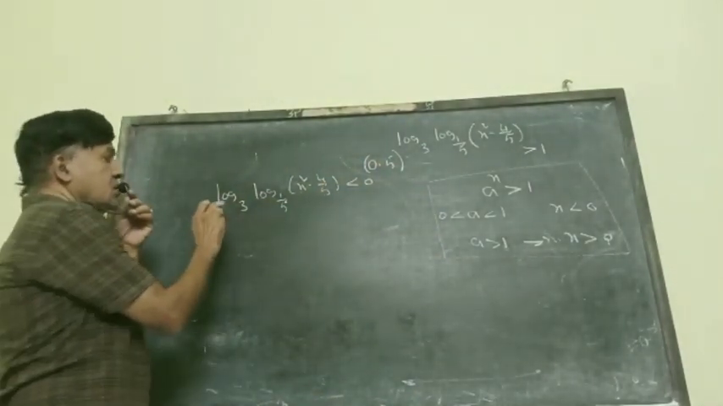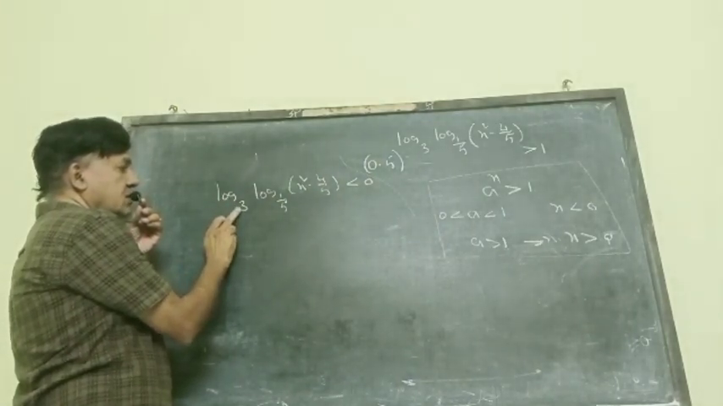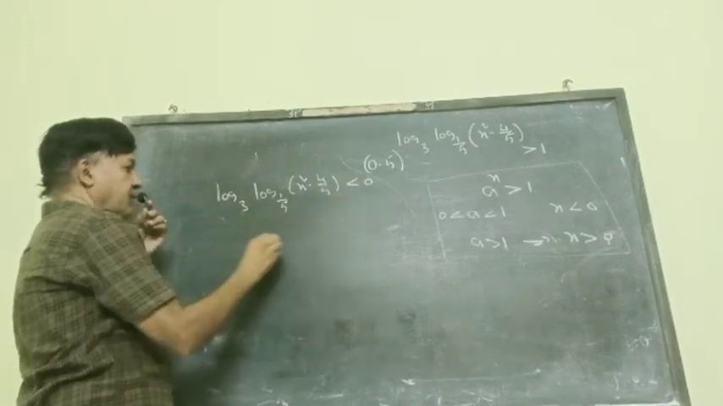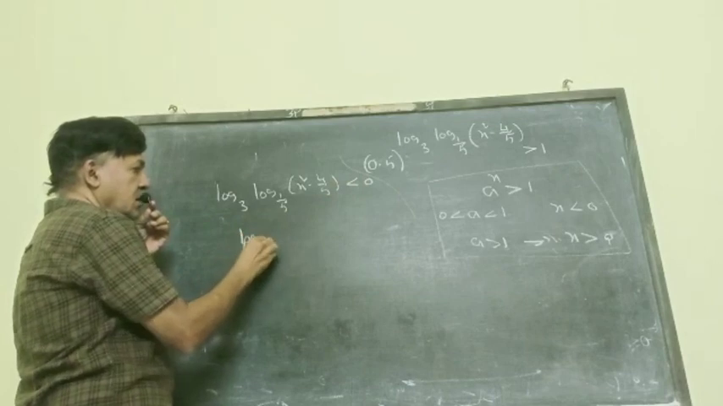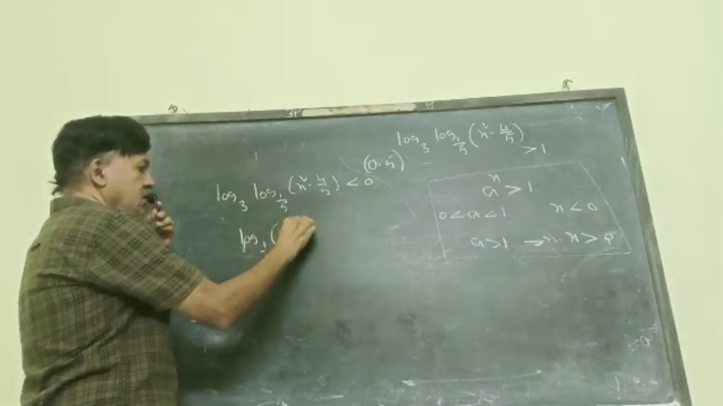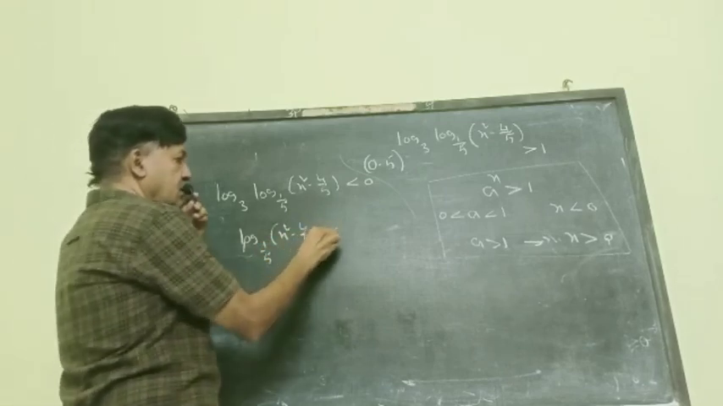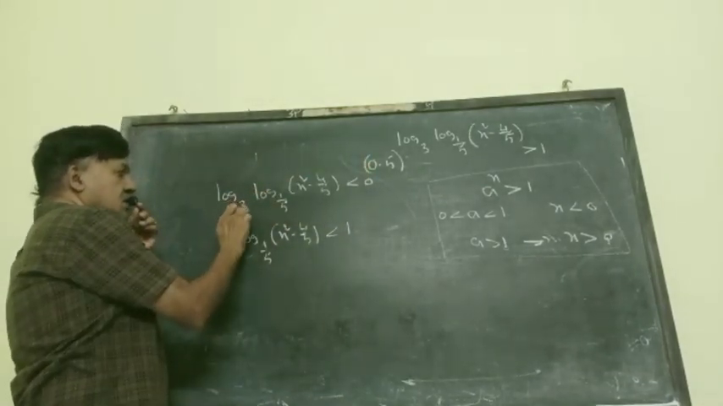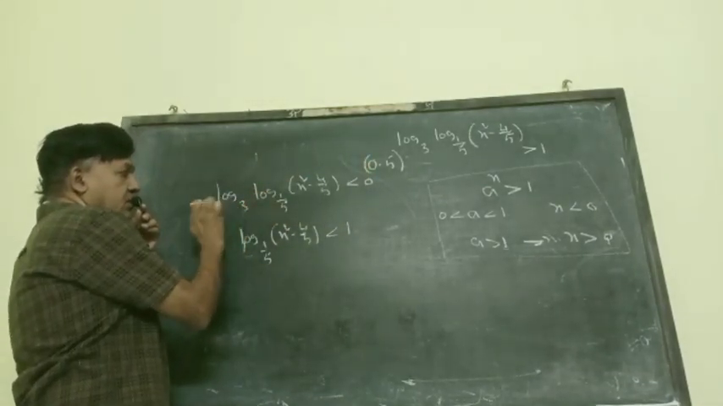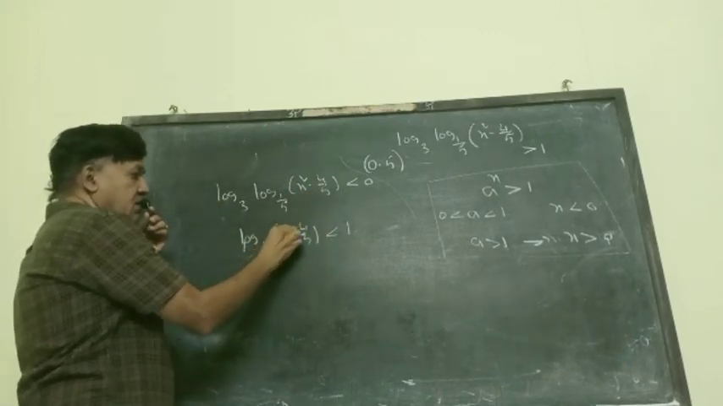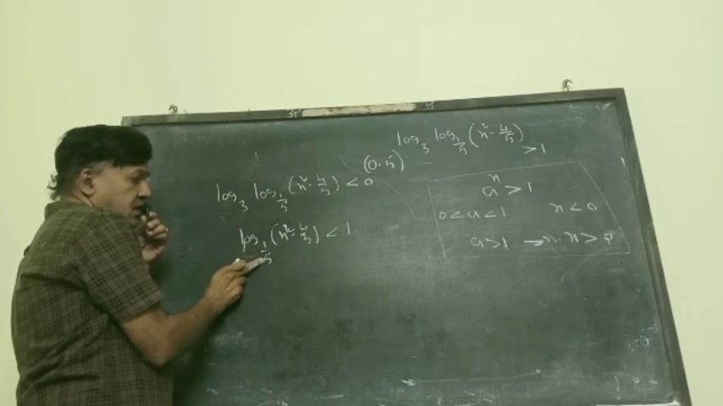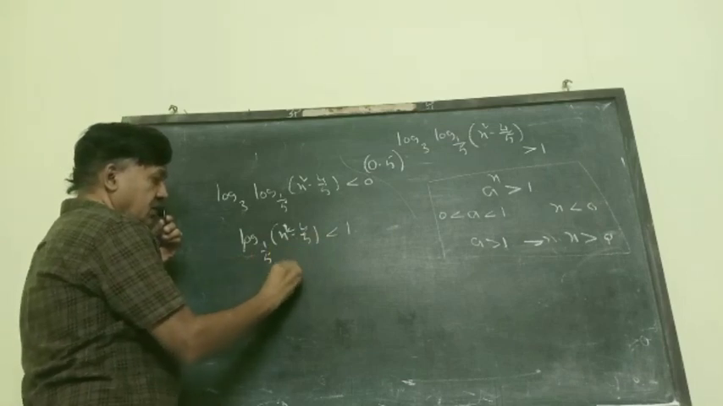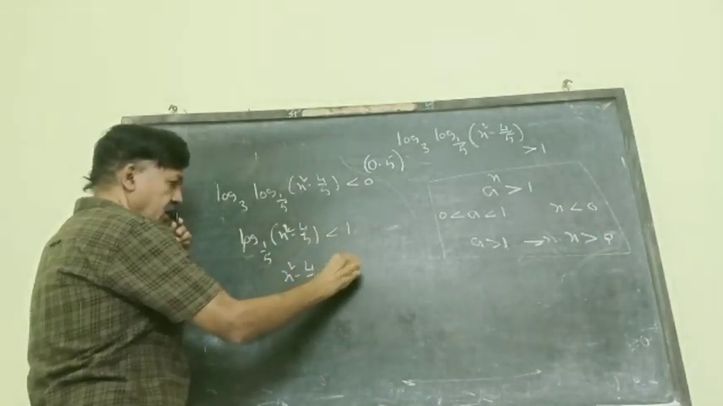Understood? Now, you should remove this log. The base is more than 1. So if you remove this log, 3 power 0, the inequality remains the same. So you will get log to base 1 by 5 of x square minus 4 by 5 less than 1. Right? 3 power 0 is 1. Since 3 is more than 1, if you remove log, the inequality remains the same. Here 1 by 5 is a proper fraction. So what happens? If you remove log, the inequality will reverse: x square minus 4 by 5 greater than 1 by 5.